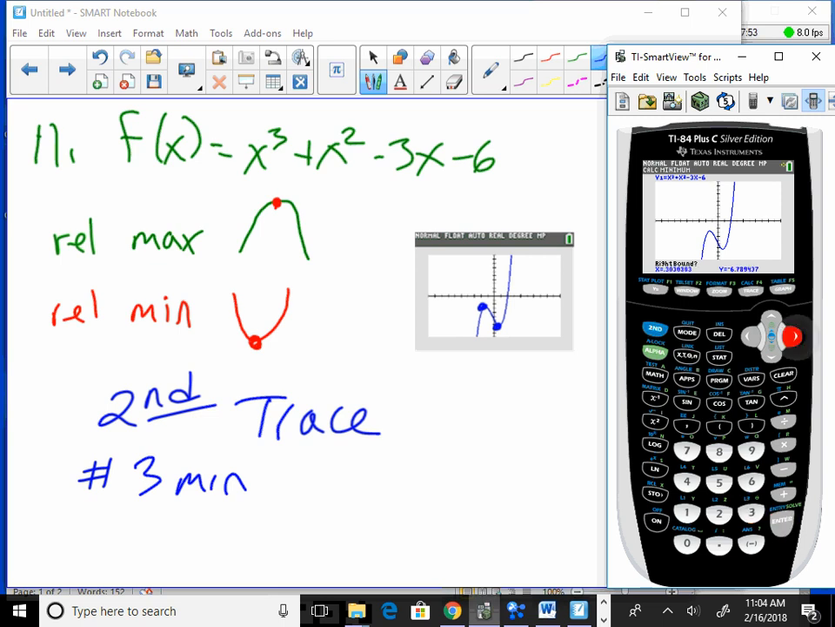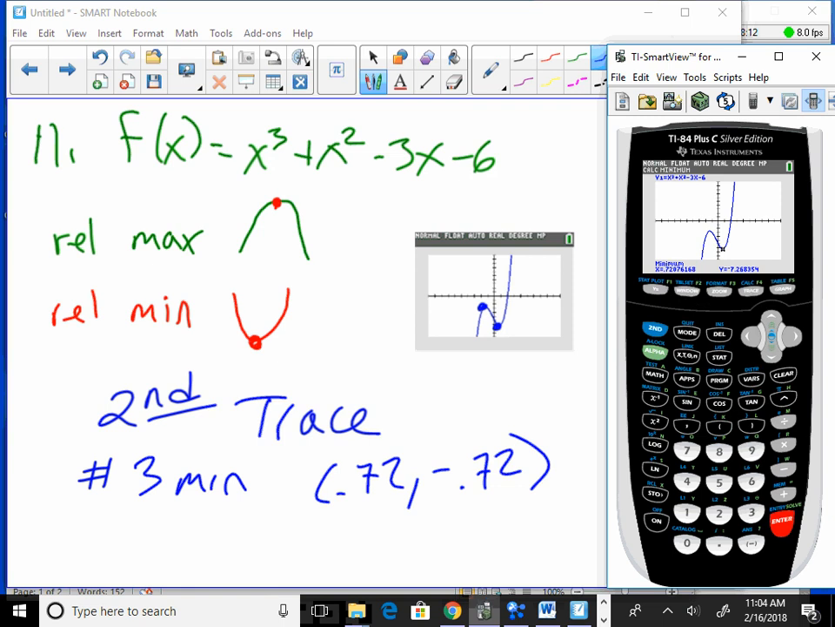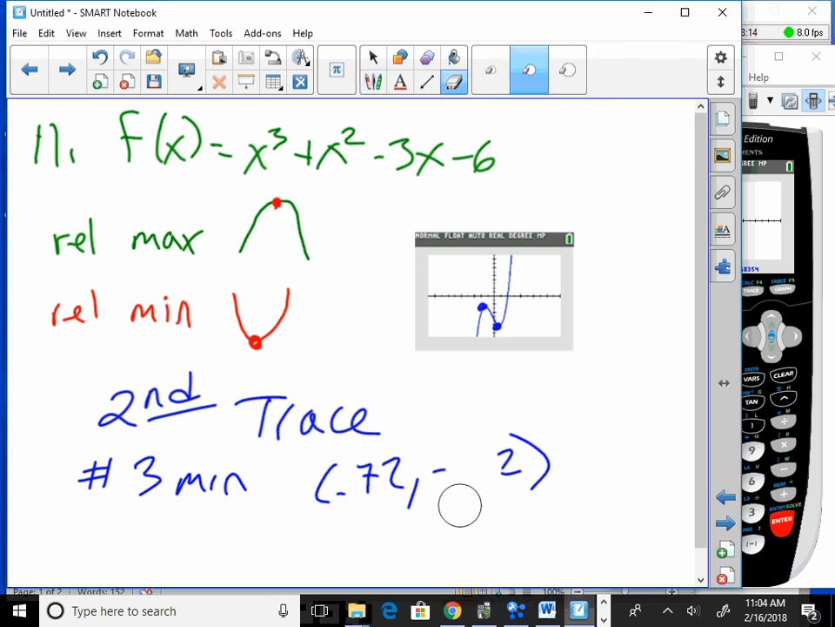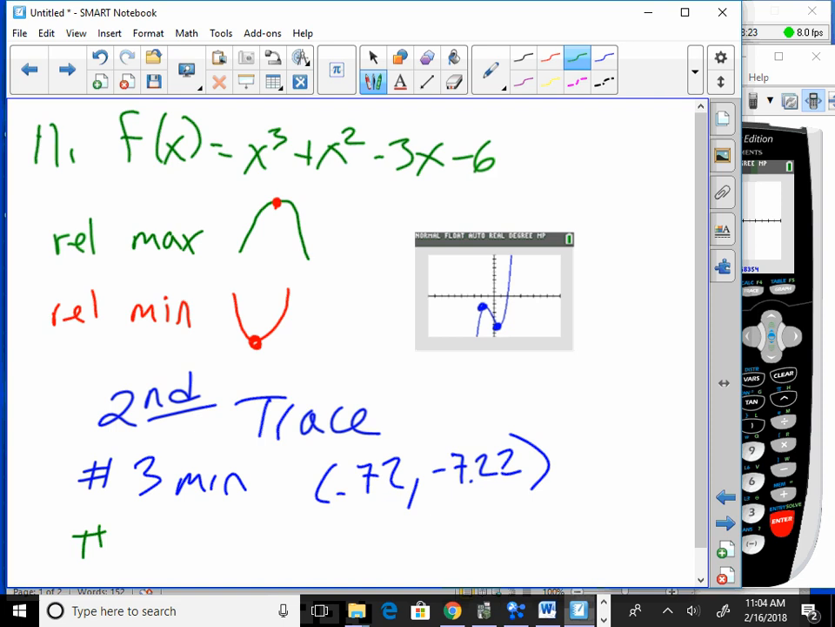I hit enter, I arrow over for right bound. So I arrow past the minimum, hit enter. I never guess, I just hit enter one more time. So it tells me 0.72 comma negative 0.72. Sorry, that should have been negative 7.2, not 0.72. Okay, so now that I have my minimum, now I want to find the maximum, I'll do second trace again, do number 4, and do the one that says max.